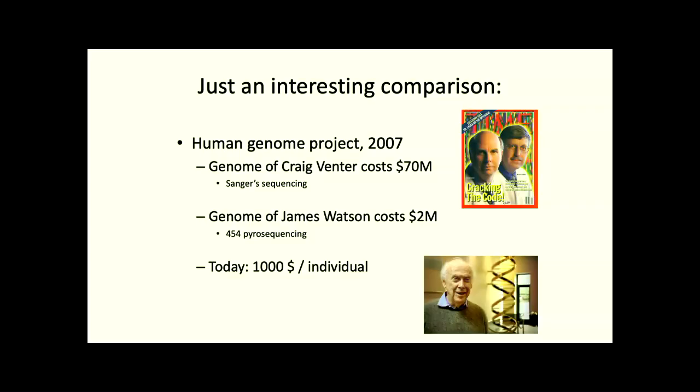Craig Venter's company, Celera Genomics, used Sanger sequencing, and it cost $70 million, which competed with the NIH's competing project. Using Roche 454 sequencing, about a year later, James Watson's genome cost $2 million to sequence. This slide is actually outdated. When I made this slide last year, it cost $1,000 to sequence the genome. Using the latest Illumina PacBio platform, the amortized cost is down to $200 for a 30x coverage genome.